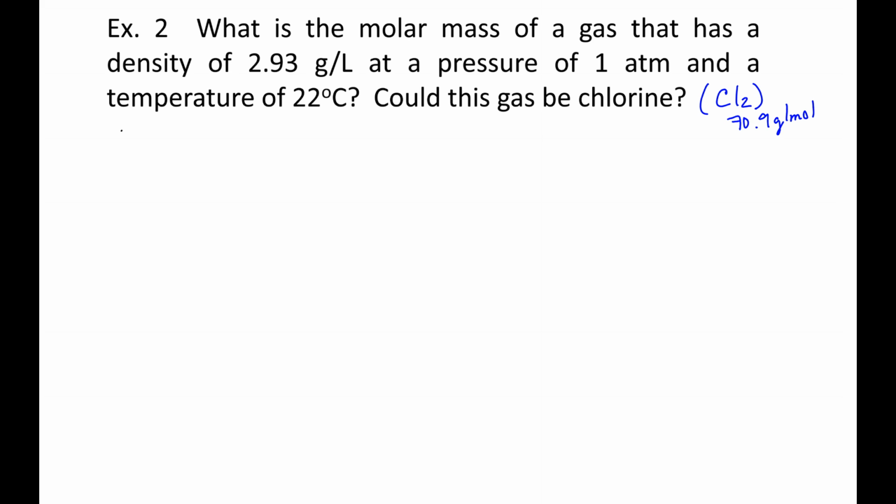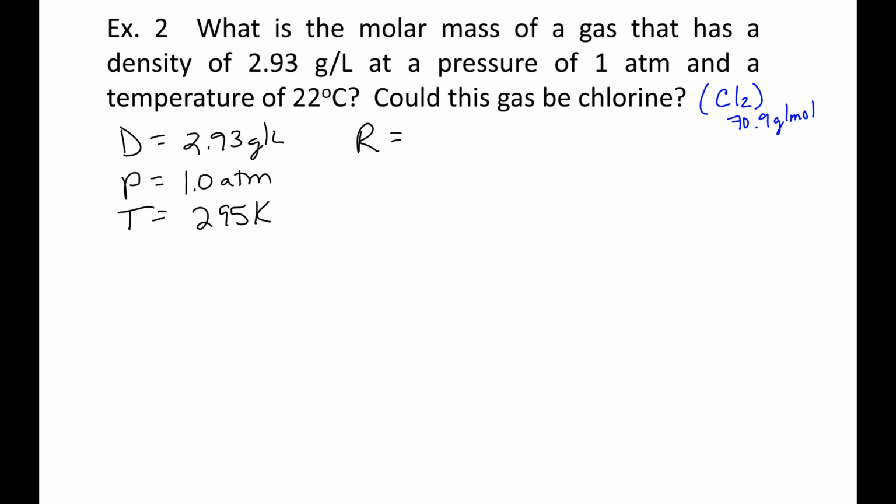So let's go ahead and see what we've got here. We have a density of 2.93 grams per liter. We have a pressure of 1 atm. And we have a temperature of 22. Now, I'm going to add the 22 to 273, and I get 295. Now, once again, I need my R. I'm giving ATM, so it's 0.0821. So my equation is this one. This is my dirty P equation.